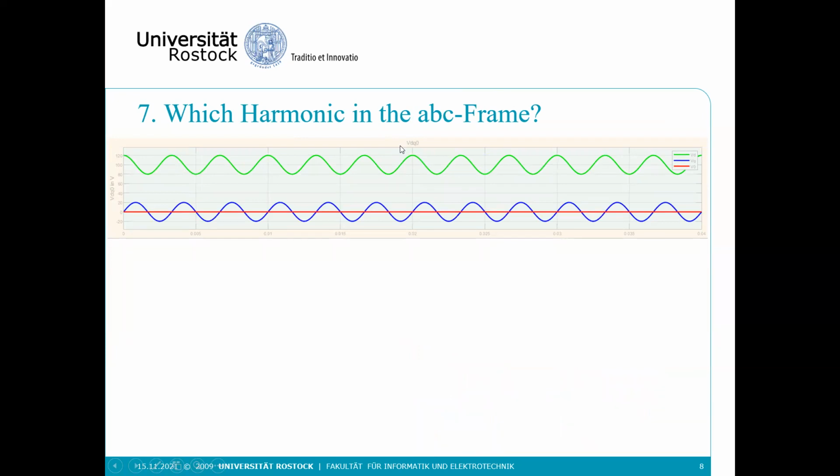Which harmonics are in the ABC frame? So this is your DQ plot. Again, the green one is your VD and the blue one is your VQ. This DC value is 100 and 0. This is 0.02, 0.005, 0.01, 0.015, 0.025, and so on. Now you tell me which frequency is present in the ABC frame.